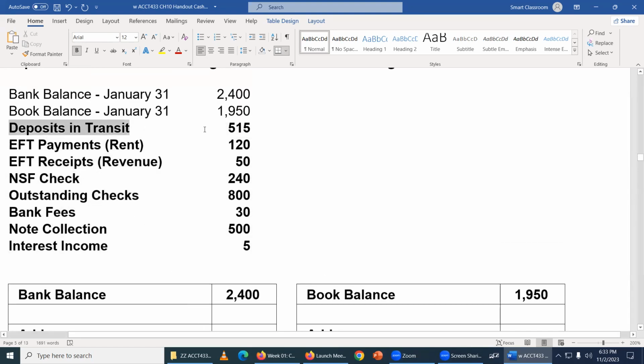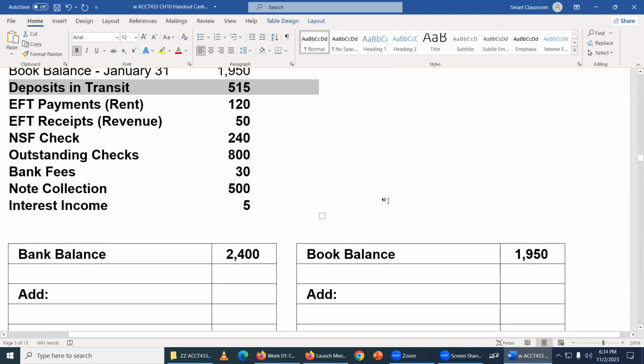Okay, first one is a deposit in transit. A deposit in transit is when you make a deposit near the end of the month and it's not available in the bank. So let's say you make the deposit on January 31st. The bank doesn't recognize it that day. They recognize it going into the next month, going into February. So we know we made the deposit, the bank just doesn't know.